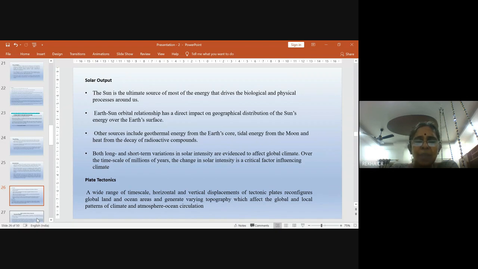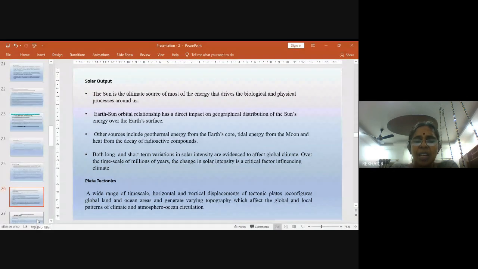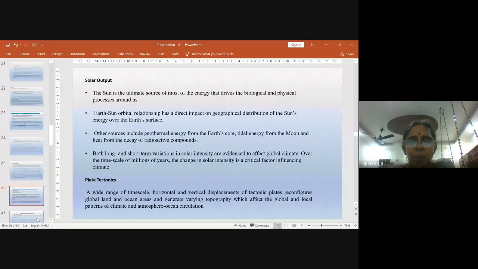So both long and short-term variations in solar intensity are evidenced to affect global climate. Over the time scale of millions of years, the change in solar intensity is a critical factor influencing the climate. So what are plate tectonics? It is the movement of the land mass, over a wide range of time scales, with horizontal and vertical displacement of tectonic plates. The entire globe is divided into a number of plates, and due to the movement of these plates, the ocean and the terrestrial areas are generated, which affected the global and local patterns of climate and atmosphere-ocean circulation.